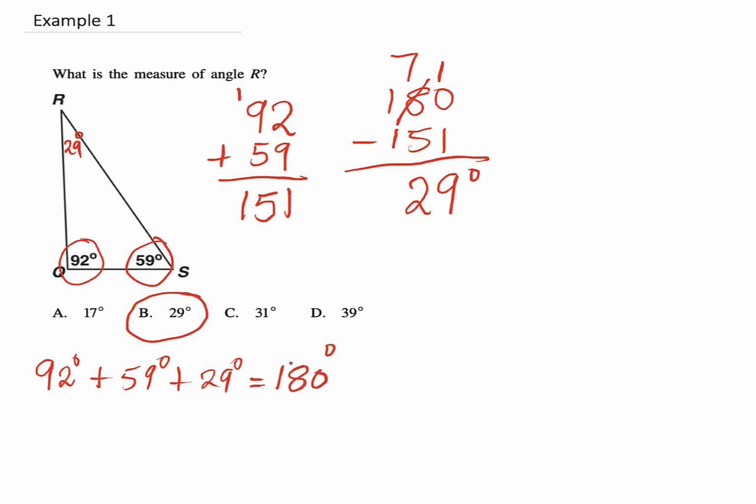180 degrees. Remember, the Tasc test has 2 parts. One part you can use the calculator, and one part will be non-calculator. I can see this question appearing on the non-calculator part because you're just doing arithmetic. So because it's a non-calculator section, notice I did the easiest way. I added 92 and 59 to get 151, and then I subtracted that from 180, and I got 29 degrees.